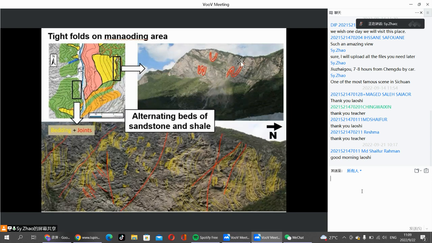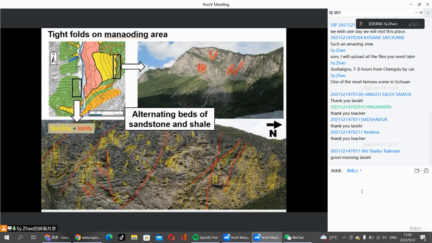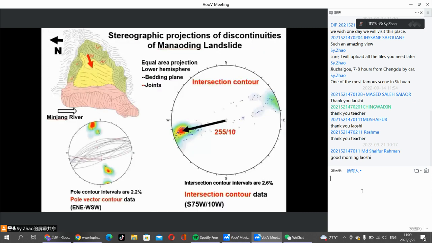By the way, if we view the head scarp of this landslide through a telescope, we could see some tight folding on it, and also when we observe the opposite side outcrop, you can see tight folds, and joints in the red line were also investigated. And in the stereonet analysis, you can know from the videos I played just now.